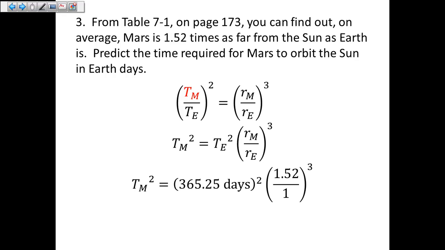Since they want us to predict the time required for Mars to orbit the Sun in Earth days, I plug 365.25 in for the orbital period for the Earth. Plug it all into my calculator, making sure that I take the square root when I'm all done. I've got 684.47 days. So 684 of our days is how long the Mars year is.